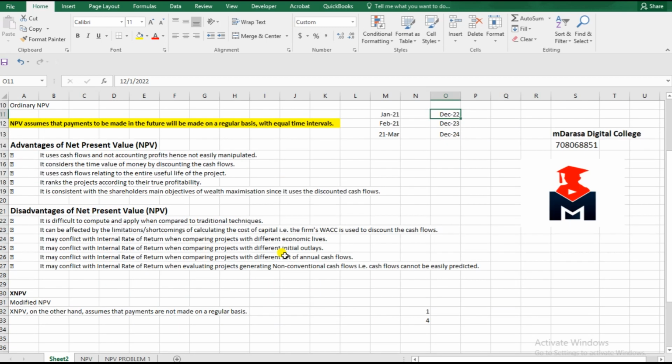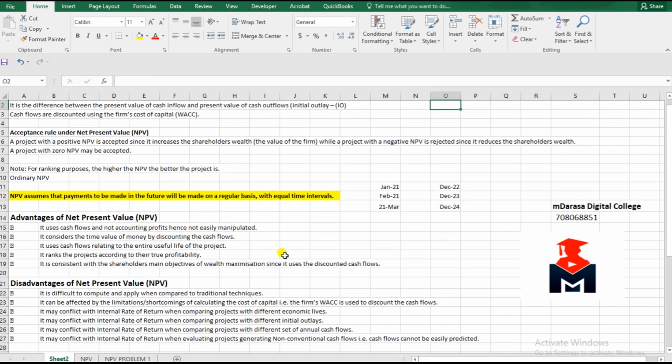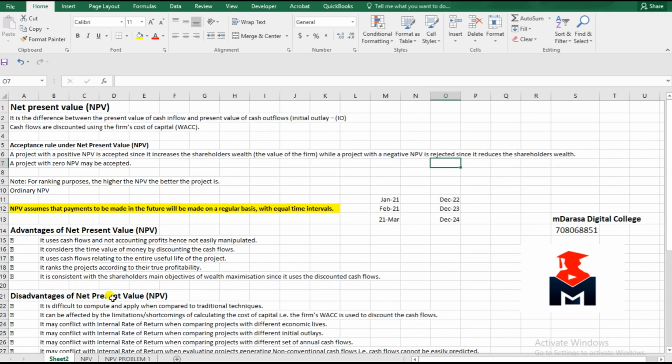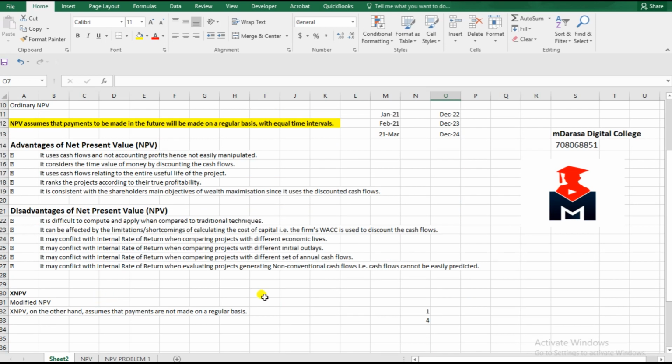But when we are talking of XNPV, my good students, the difference comes in whereby the payments are made in future, but they are not on equal time intervals. At this point, you are talking of a modified net present value, which you can also term as extended net present value. In this context, XNPV assumes that the payments are not made on a regular basis.